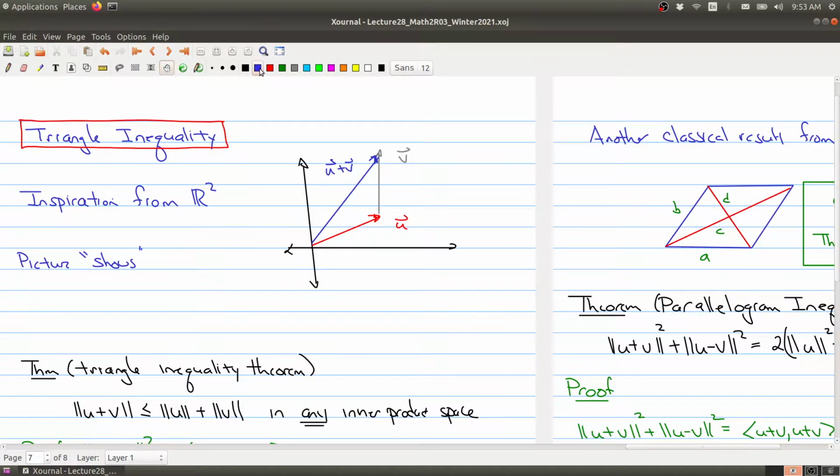So we're starting with an example here, just a picture, where we have my vector u and my vector v, and I'm looking at the sum u plus v. If you stare at this, the picture shows that the length of the vector u plus v, which is another way of saying the norm of these vectors, is less than or equal to the length of u plus the length of v. So one way of thinking about this is that the shortest distance between any 2 points is the direct path.